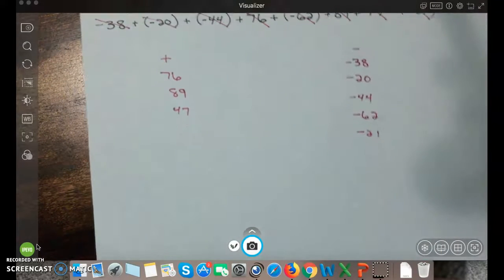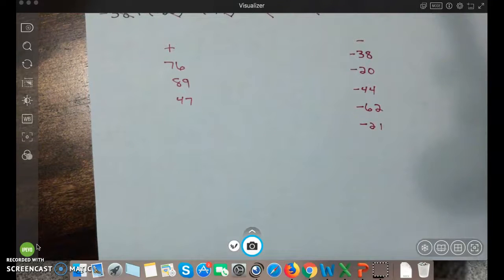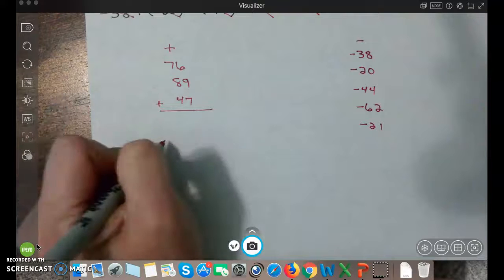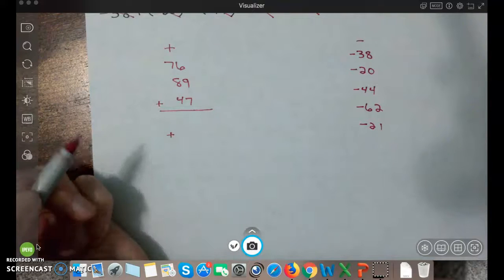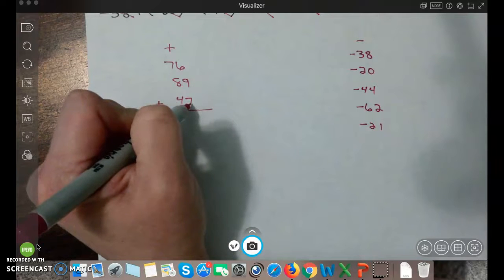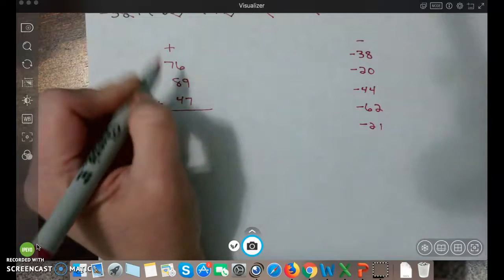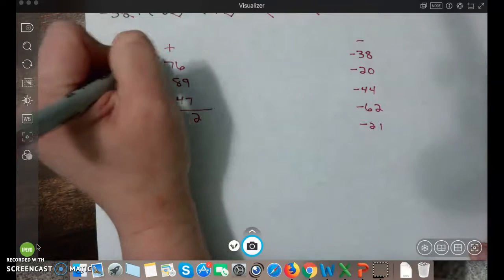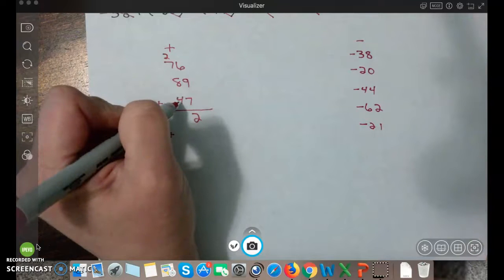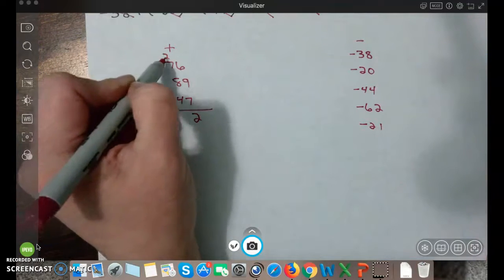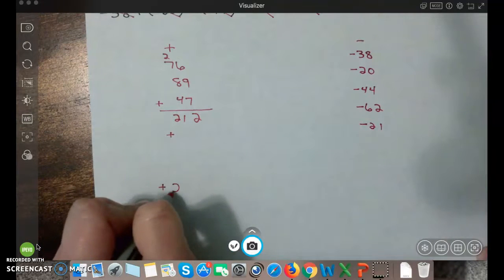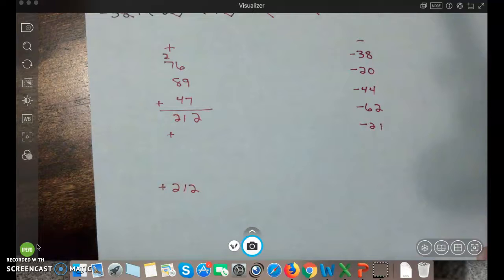So now that I have my list of positive and negative numbers, step 2, all of my positive numbers get added and the answer stays positive. So let's add these up here. So I have 9 and 7 is 16, and then 16 and 6 is 22, carry the 2, and then I have 8 and 7 is 15, plus 4 more is 19, 20, 21. So when I add my positive numbers together, I get positive 212.